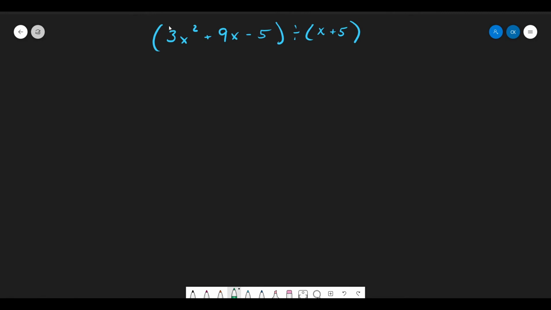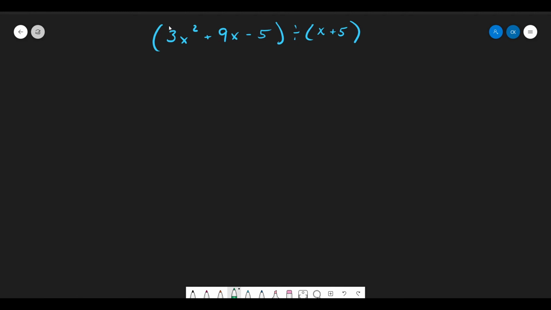You have to understand that either of these two methods are okay. The long division method works every single time. The factoring method only works if it can be factored and if the top and bottom have a common factor. So if you want, you can always start by doing the long division, and that'll always get you the answer no matter what.